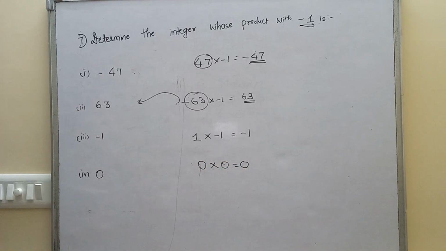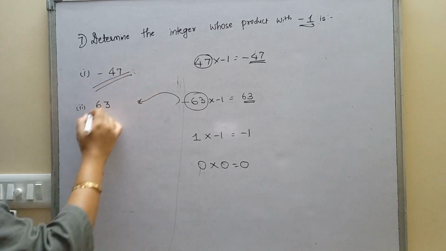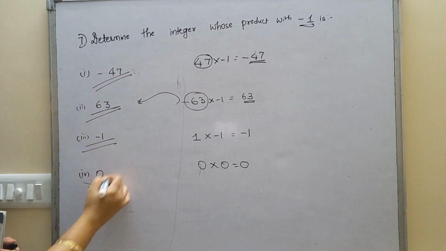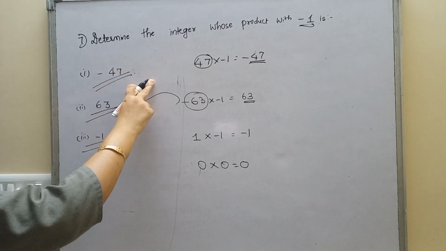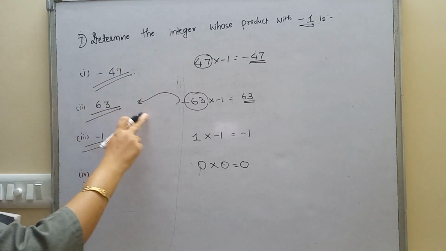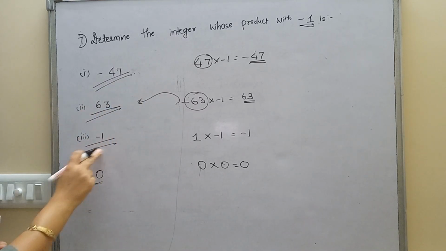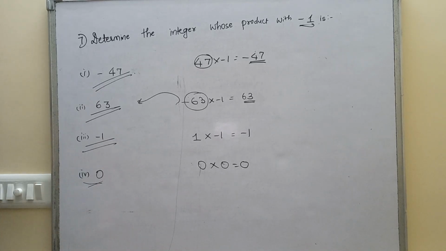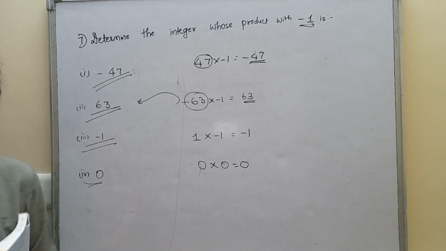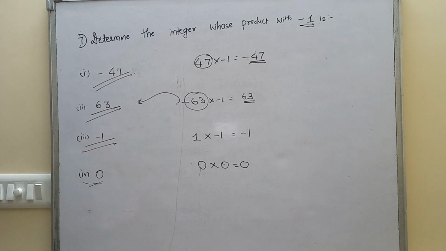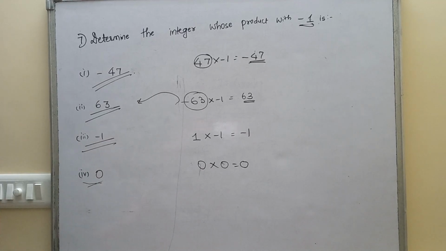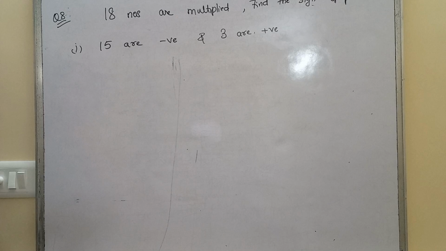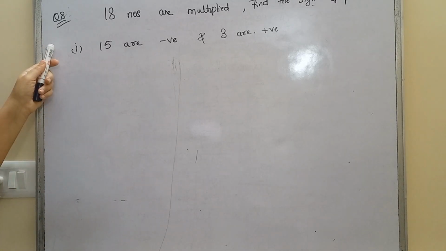All you have to do is put the opposite of this question. If it is minus 47, write plus 47. If it is 63, write minus 63. If it is minus 1, put plus 1. If it is 0, let it be 0 only, because anything multiplied by 0 or divided by 0 will give you a 0 only. The next question is question number 8.